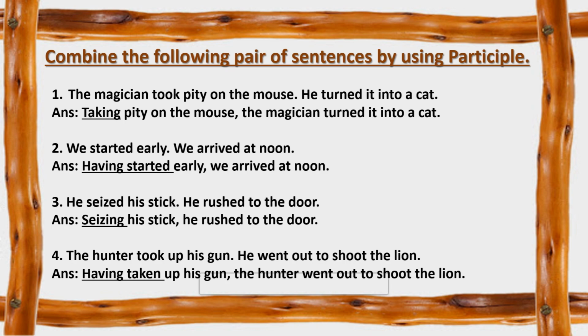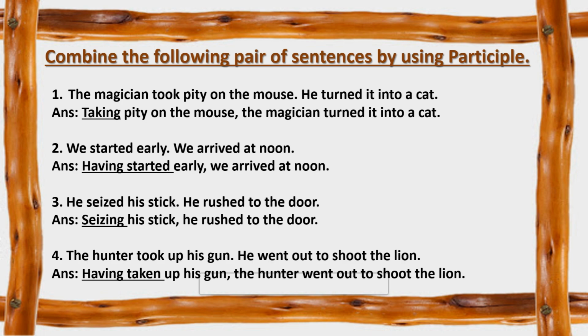There is an exercise in your book in which you have to combine the sentences by using participles, and such questions are also asked in your exams. So today I am going to discuss those questions which are frequently asked in the exams. Question number 1. The magician took pity on the mouse. He turned it into a cat.